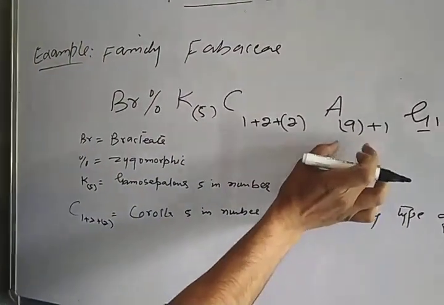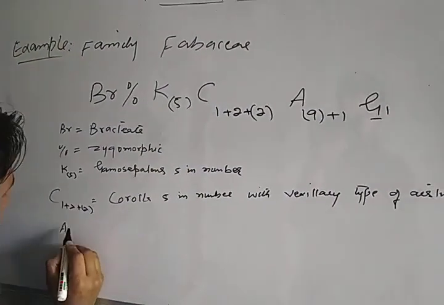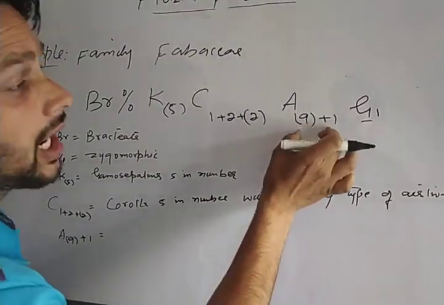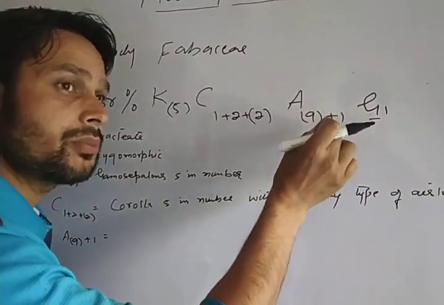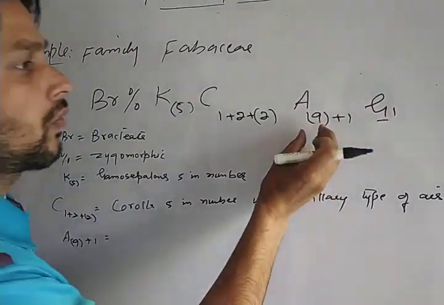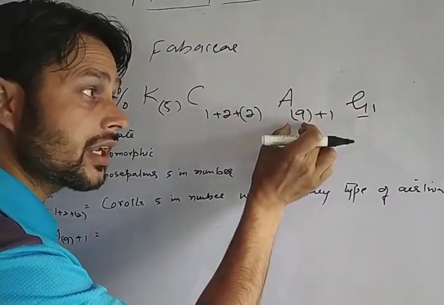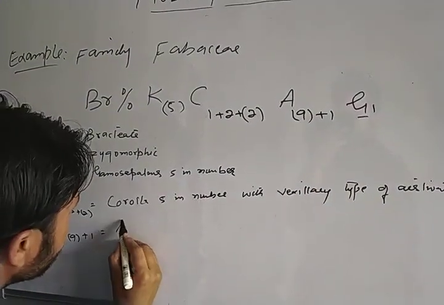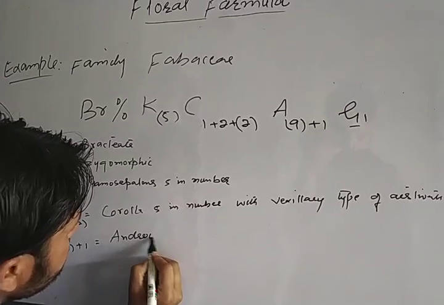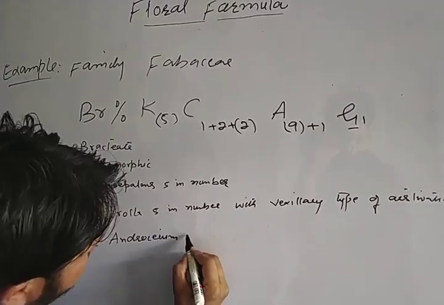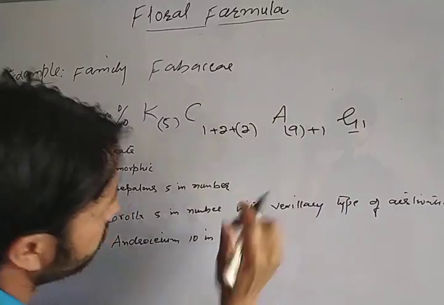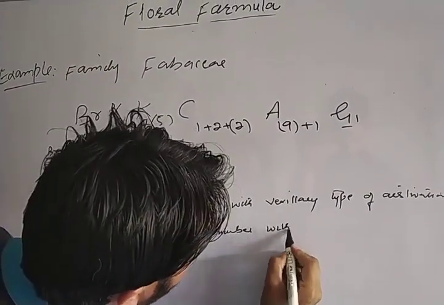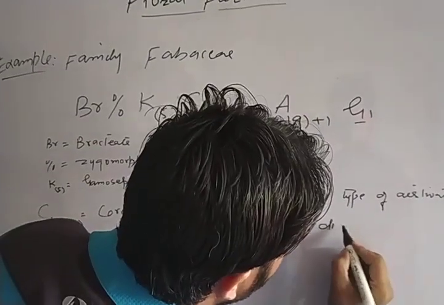Now comes the androecium, A 9 plus 1. I have explained this is the diadelphous condition, in which the androecium is in two bundles: 10 in number, 9 are fused and 1 remains free. This is called the diadelphous condition. That means the androecium is 10 in number, 9 plus 1, with diadelphous condition.